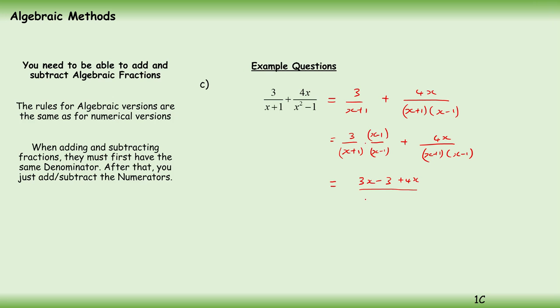all over x plus 1, x minus 1, which I can write as x squared minus 1 because if I expand it out. So that leaves me with 3x plus 4x, which is 7x minus 3 over x plus 1, x minus 1.